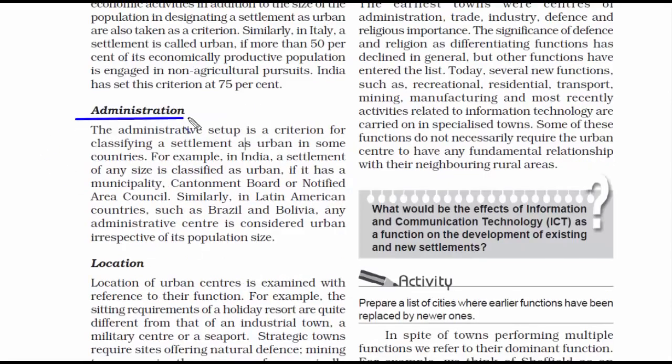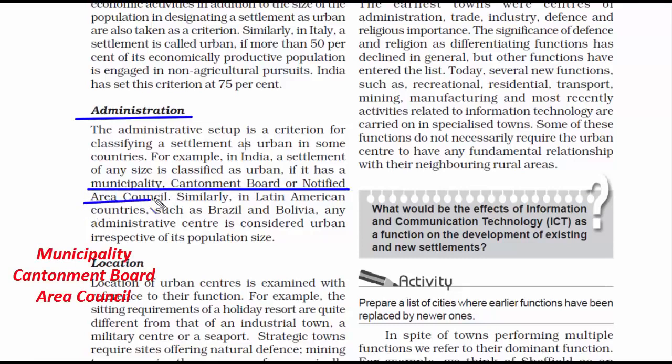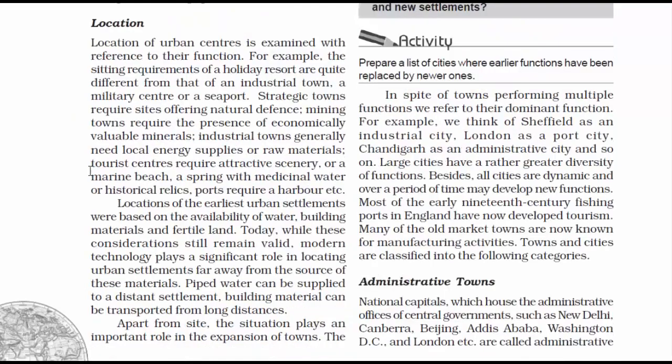The third one is administration. Now administration means civic authority. In India, any place is considered as urban if it has a municipality, cantonment board, or notified area council. You will not find all these civic bodies in rural areas. The fourth one is location.